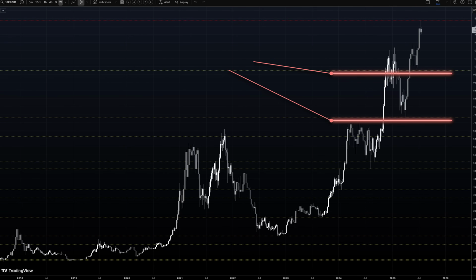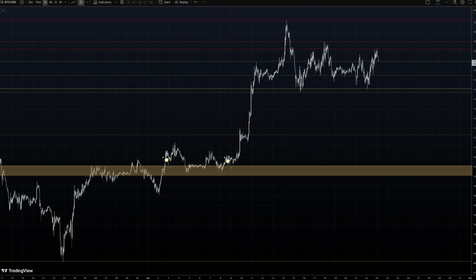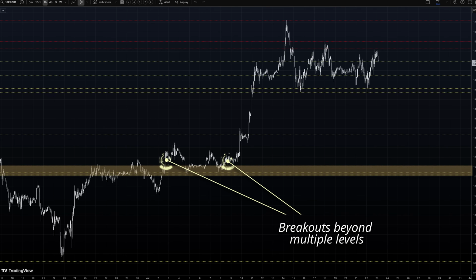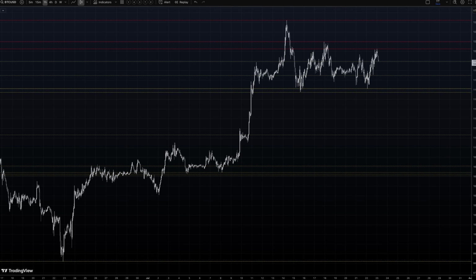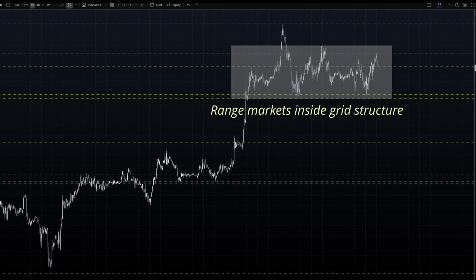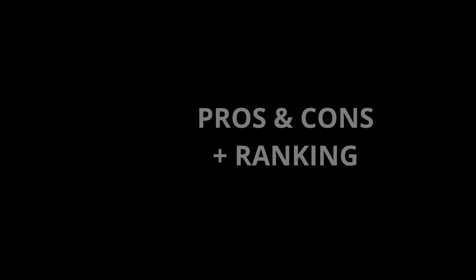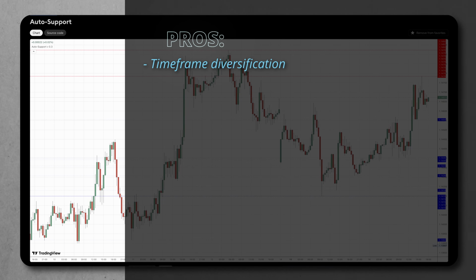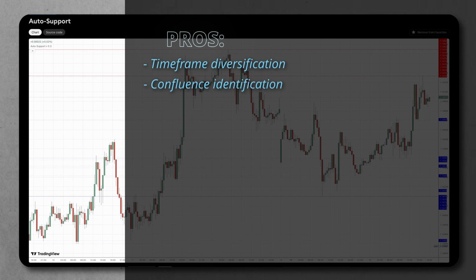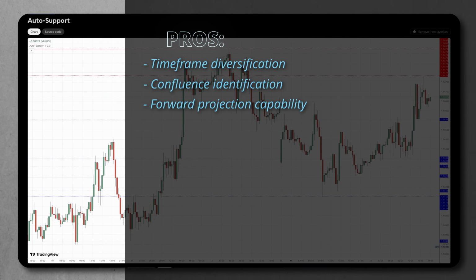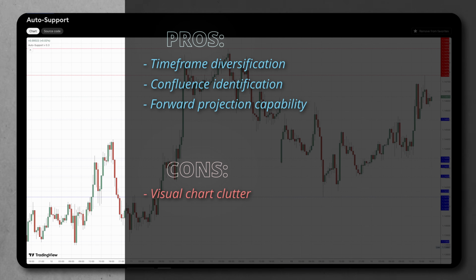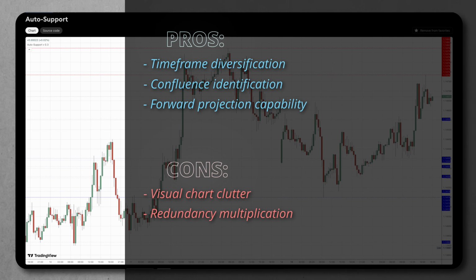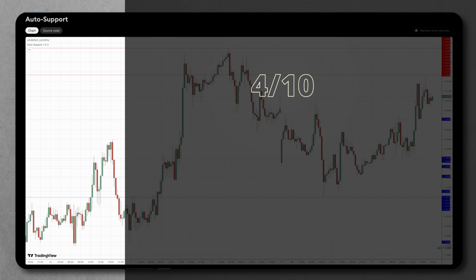Strategy applications include using the nearest levels for stop-loss placement, targeting breakout trades when price moves beyond multiple levels simultaneously, or identifying ranging markets when price remains contained within the grid structure. Pros: time frame diversification, confluence identification, forward projection capability. Cons: visual chart clutter, redundancy multiplication, sensitivity oversimplification. Ranking: 4 out of 10.